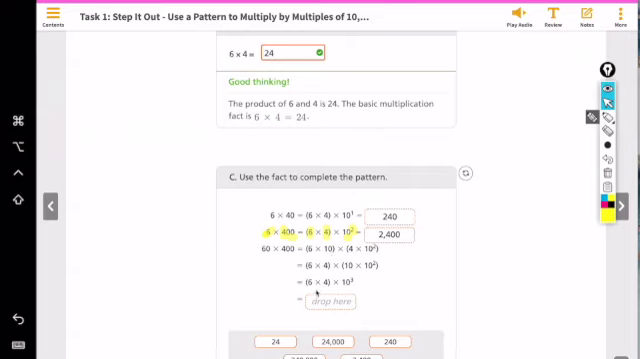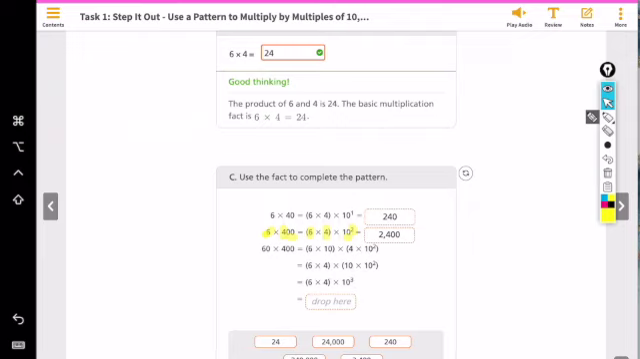All right. Excellent work. Now, we have 6 times 400 equals 6 times 4 times 10 to the second power. And 6 times 4 times 10 to the third power. All right, guys. So we know we're going to have 24, but how many zeros are we going to have after that?